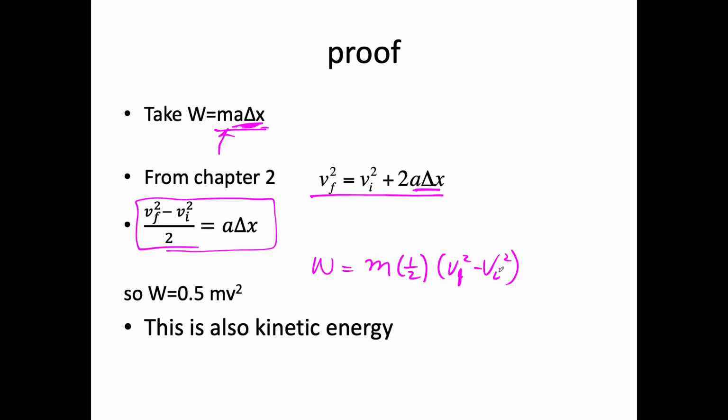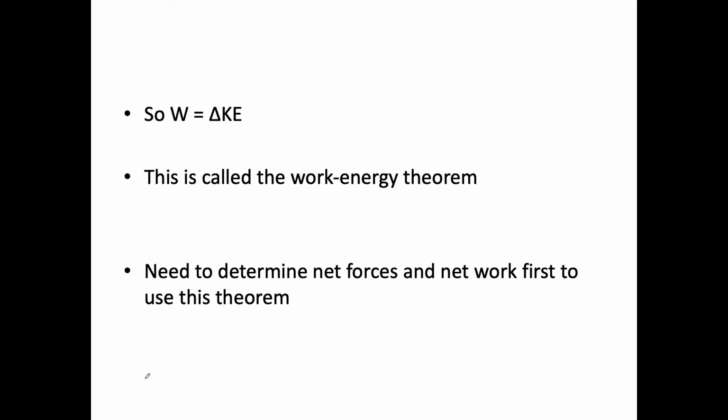Now this, with vi equal to 0, can be narrowed down to mass times v squared times 0.5, or 0.5 times m times v squared. This, my friends, is kinetic energy. So work is equal to change in kinetic energy. And this is called the work-energy theorem. And so this theorem can actually change kinetic energy into work and vice versa. And when you need to do this, you need to sum up all the net forces and figure out net work in order to find this change in kinetic energy.